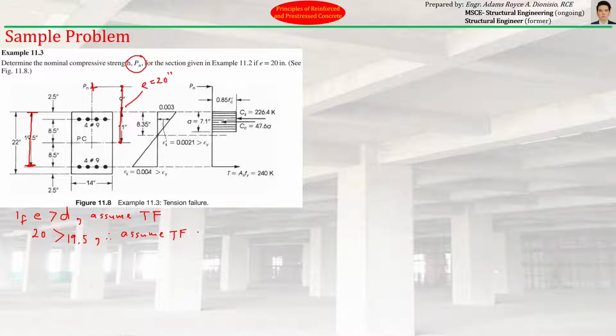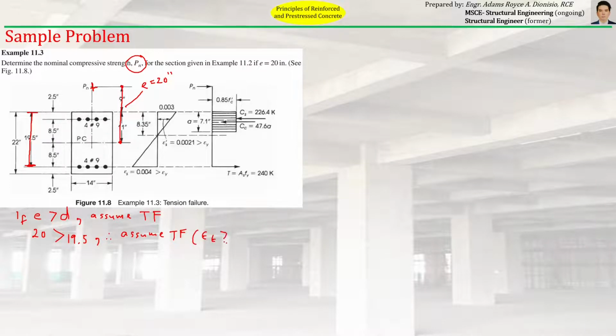Okay? We can assume tension failure. Ibig sabihin lang ng tension failure, yung strain that will act dito sa tension na reinforcement natin is greater than the yield strain. Okay? Pero assumption lang natin yan. Later on, i-verify din natin yan kung tama ba yan or hindi. Okay, that's the first assumption that we will make. Assume TF, tension failure. Ibig sabihin lang yan yung tensile strain is greater than or equal sa yield strain.